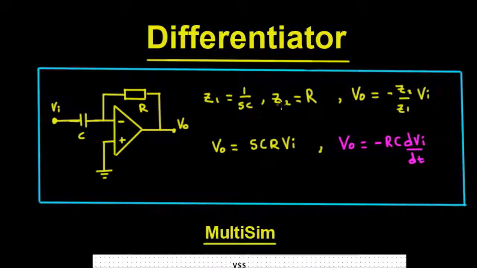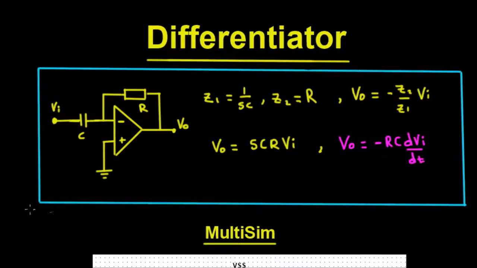So we can put these Z1 and Z2 into this equation. We get V out equals minus SCR times V in. This is the complex frequency domain. In the time domain that's equivalent to V out equals minus R times C times d V in by dt, because multiplication by S in the complex frequency domain is equivalent to differentiation in the time domain. And the input here, V in, is a function of time, so we are differentiating the input voltage with respect to time. So this here is our differentiator.